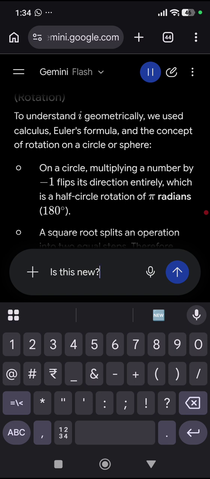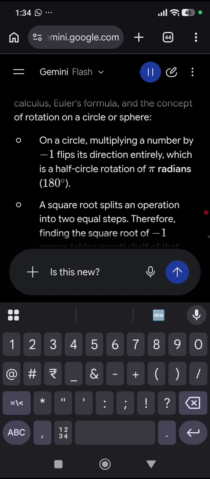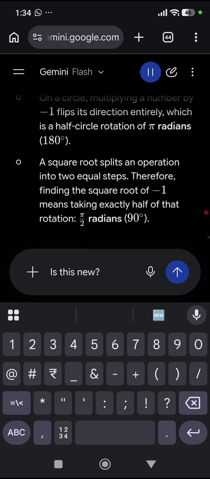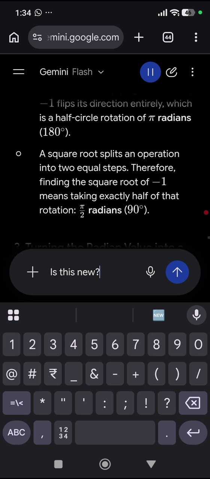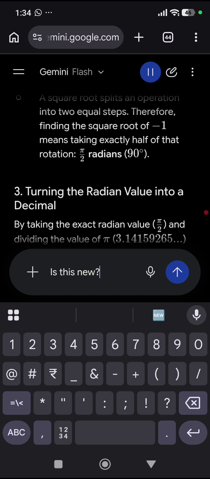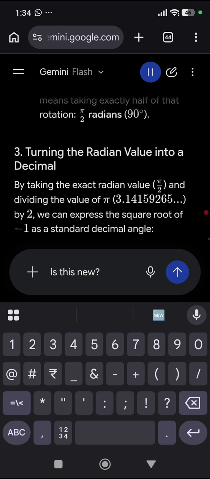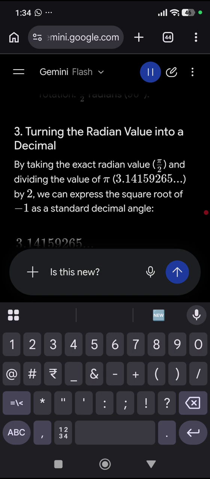On a circle, multiplying a number by -1 flips its direction entirely, which is a half-circle rotation of pi radians, 180°. A square root splits an operation into two equal steps. Therefore, finding the square root of -1 means taking exactly half of that rotation, π/2 radians, 90°.